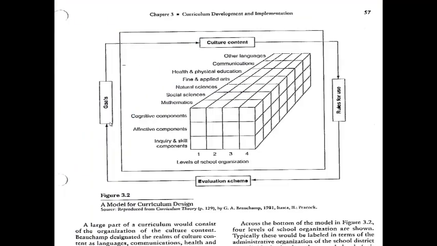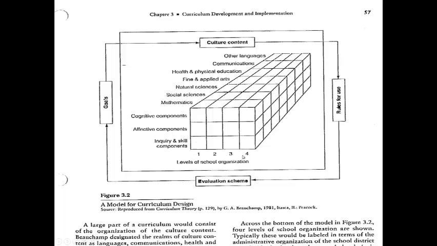And so if we look at his model, you can see that this evaluation scheme, the rules for use, this is the written document, the goals of the curriculum, the culture, all these things are woven throughout the curriculum. His idea was that it would be for specific areas. So he said there should be languages, communication, health, PE, fine arts, natural science, social science, and math. And notice that he wants to see the cognitive, affective, and inquiry skill components in each of these. So you can see we're getting much more detailed in Beauchamp's model than we did in Tyler's model.